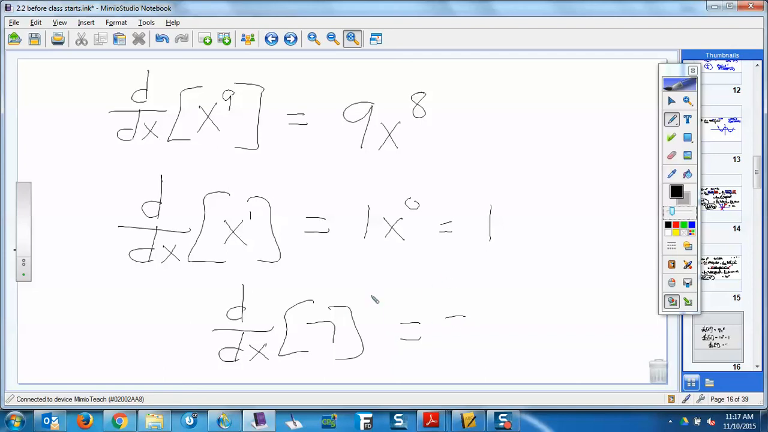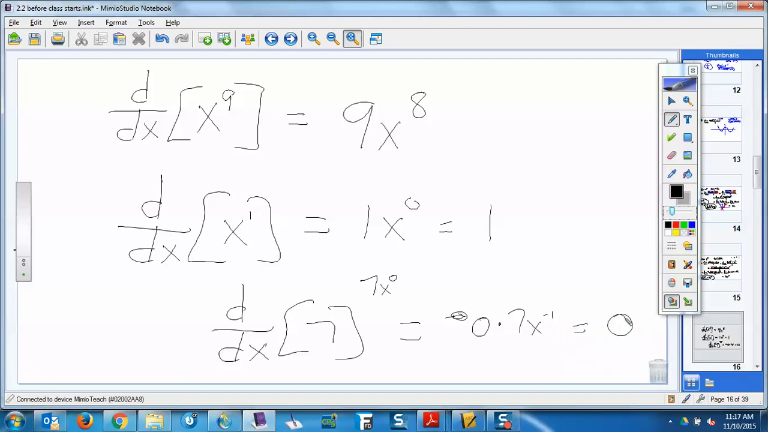Well, one way to write 7 is 7x to the 0, isn't it? Yeah. Isn't that 7? So let's do that rule. Let's bring the 0 down in front and drop the power by 1. Oh, but what's 0 times whatever? Oh, well, that worked too.